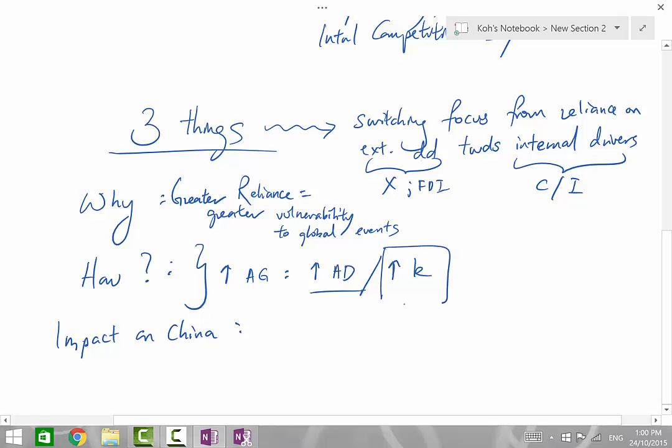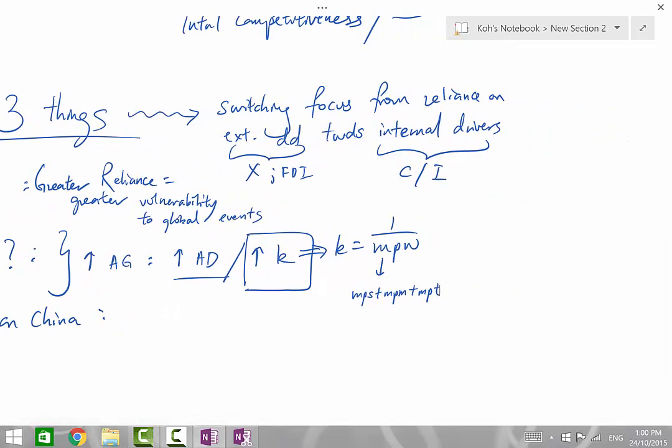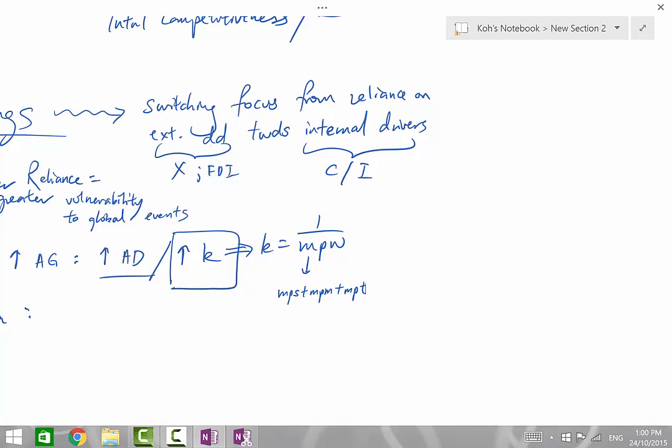But I think it's more important for students to know that China is trying to boost the size of the multiplier as well. How? You know that K is 1 over the marginal propensity to withdraw, which is given by MPS, MPM, and MPT. So what they're doing here is really to decrease the size of MPS, MPM, and MPT, so as to increase the size of the multiplier. So how are they doing this?